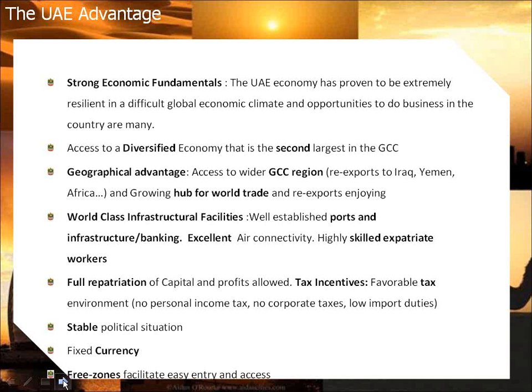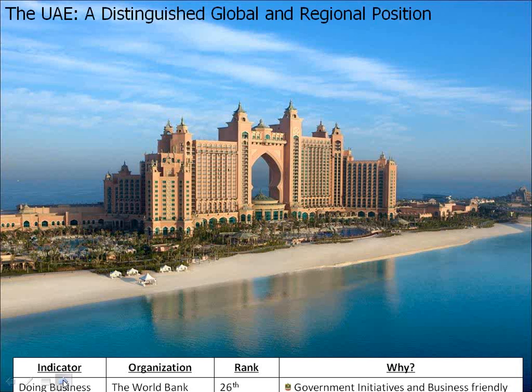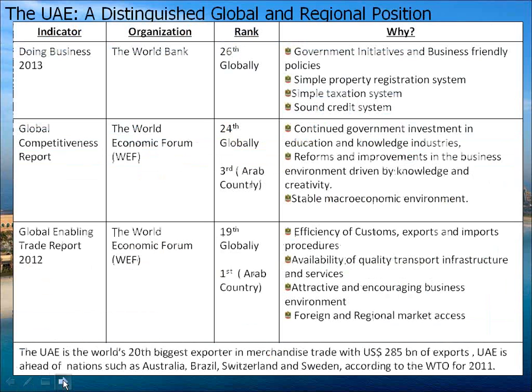More to know about the global positioning of the UAE economy. In the Doing Business report of 2013 from the World Bank, the UAE was ranked 26th globally. And why is that? Because of the government initiatives and business-friendly policies. In the competitiveness report by the World Economic Forum, UAE was ranked 24th globally and 3rd in the Arab world. In the enabling of trade, also by the World Economic Forum, the UAE was ranked 1st.